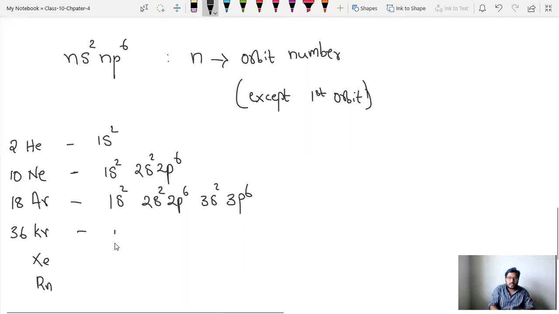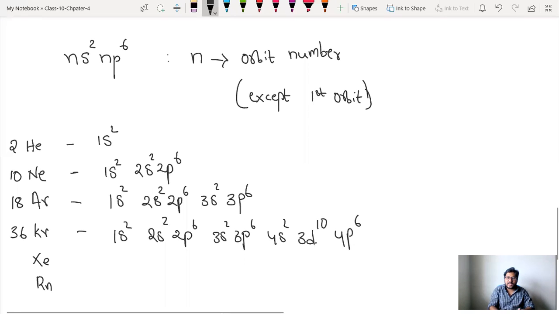Now if you write for krypton, it is 1s2, 2s2, 2p6, 3s2, 3p6, 4s2, 3d10, 4p6. So 3d10 is up to zinc and 4p6. Now if you observe, 2 plus 2, 4 plus 6, 10 plus 2, 12 plus 6, 18 plus 2, 20 plus 10, 30 plus 6, 36 is the atomic number of krypton.